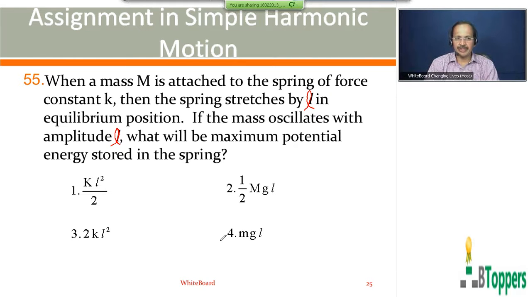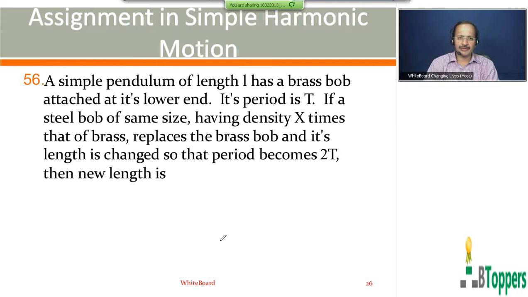So I am going to show the next question on screen. See question number 56. A simple pendulum of length L has a brass bob. This length L, we write small letter l. The brass bob is attached to its lower end. Its period is capital T. A steel bob of the same size having density X times that of brass replaces the brass bob, and its length is changed so that the period becomes 2T.